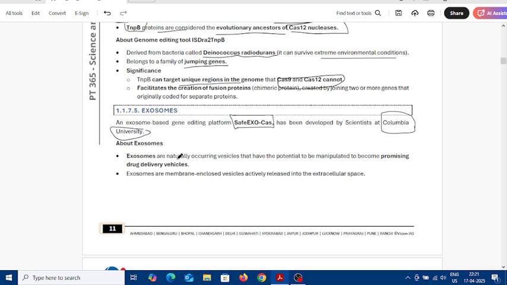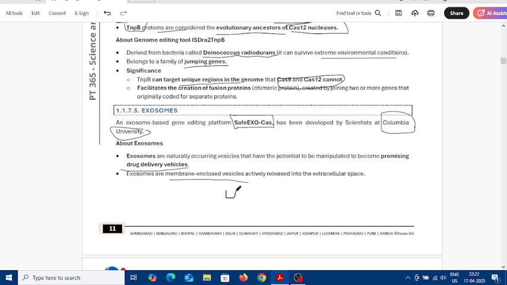What are exosomes? These are naturally occurring vesicles that have potential to be manipulated to become promising drug delivery vehicles. See, ये vesicles होते हैं, naturally occurring होते हैं, पर अगर इनमें हम थोड़ा सा मैनिपुलेशन कर दें तो ये ड्रग डिलीवरी एजेंट्स बन सकते हैं. They can deliver the targeted drug to targeted location effectively.